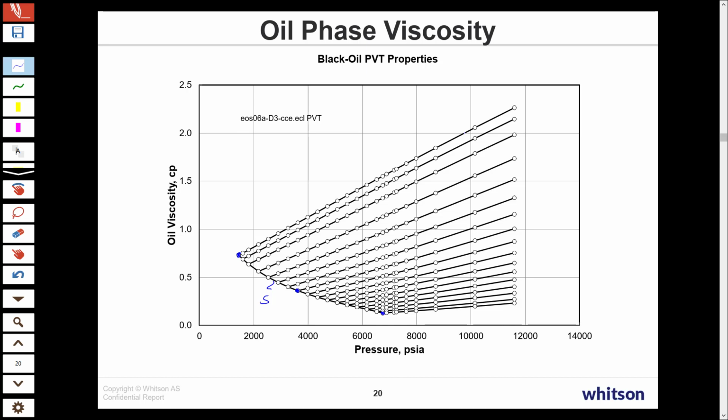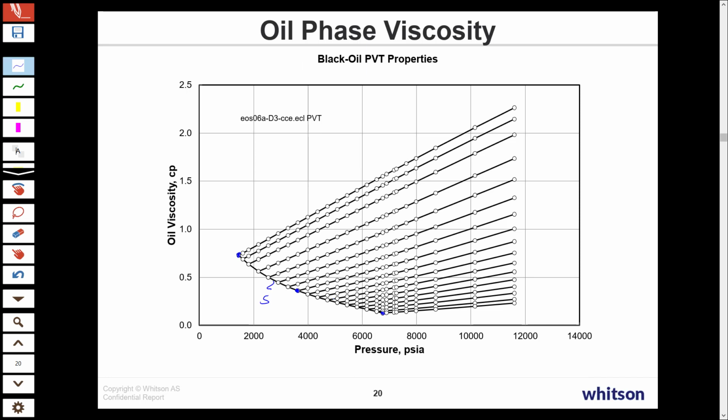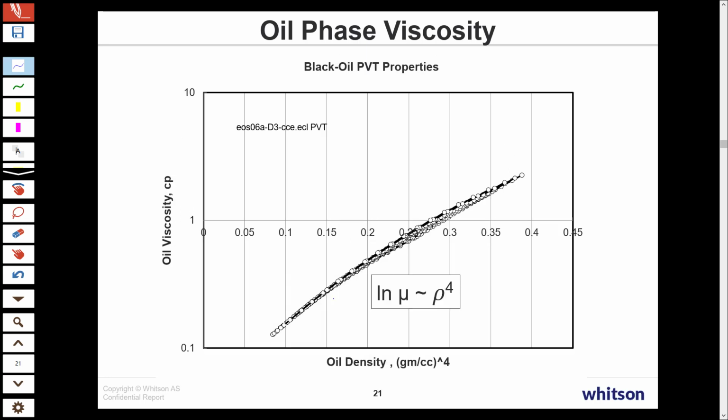You can check how well that relationship between viscosity and density holds by taking your entire Blackwell data set. In this case, we're plotting the oil viscosity on a log scale and the oil density to the power of 4 on the x-axis, and you see that you get a pretty linear trend for all of the data that we just looked at here. They all collapse into a pretty close linear trend.